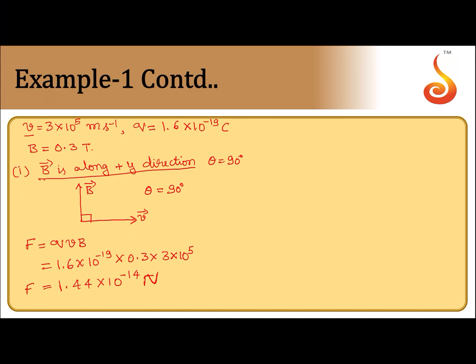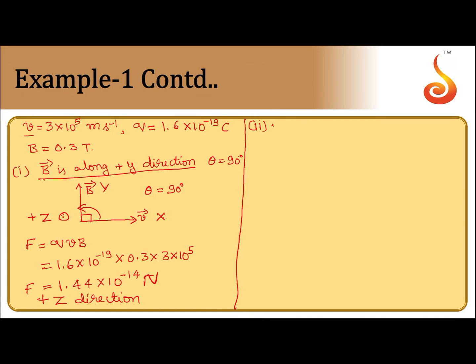Now what is the direction of this force? The direction of force should be in the direction of V cross B. If you rotate a screw from V to B, it will be out of the plane of the board. So this is along the x direction, this is along the y direction. So this should be the positive z direction, right? This is given by Fleming's left hand rule also. So the direction of this force is along the positive z direction. So this is your first case.